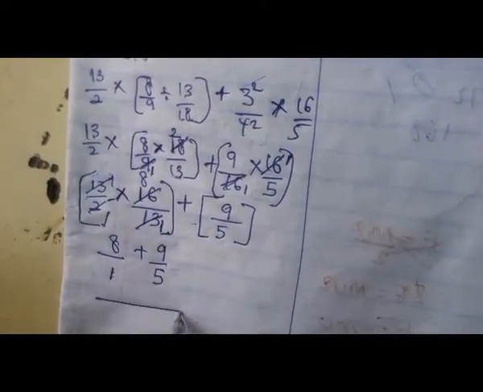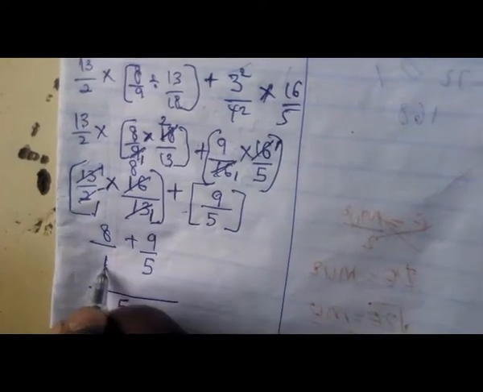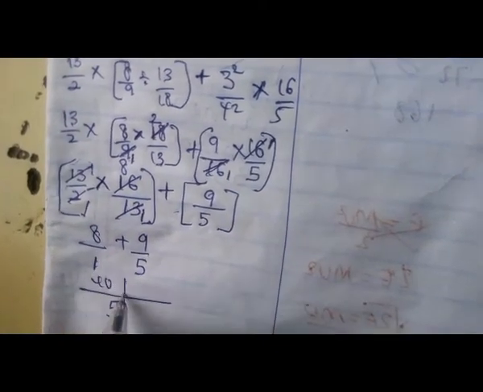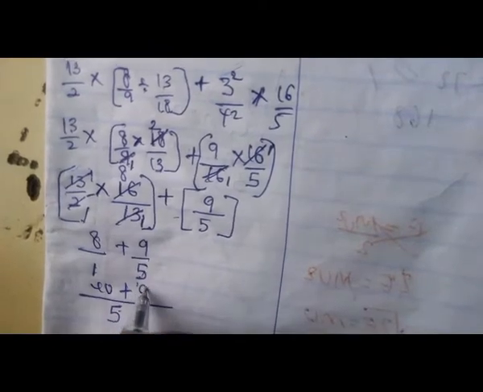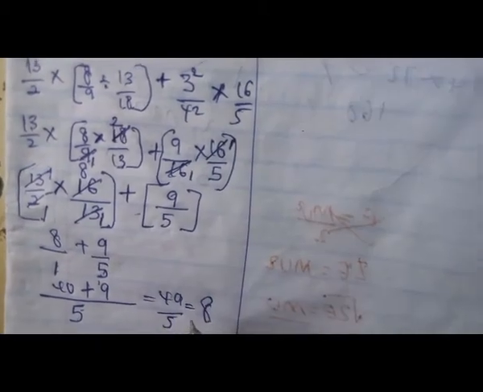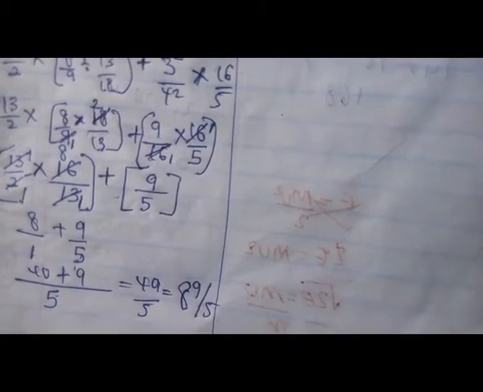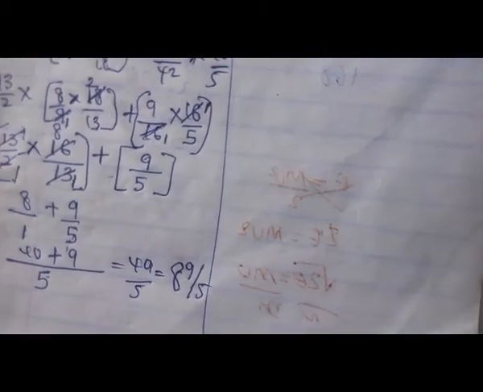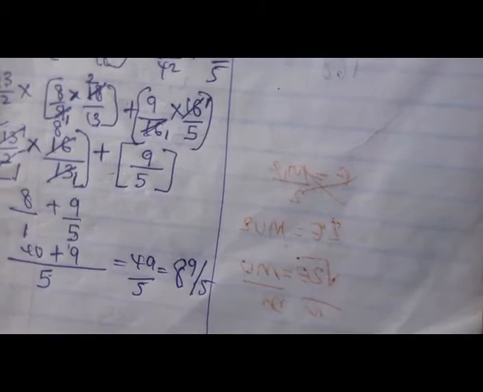So we can now look for the LCM. The LCM is 5. 5 in 1 is 5. 5 times 8 is 40. 5 in 5 is 1. 1 times 9 is 9. So that's 49 over 5. You can convert it to a mixed fraction. That's 8 whole number, 5 in 49 is 8, remainder 9 over 5. So that's the end of question 2A.